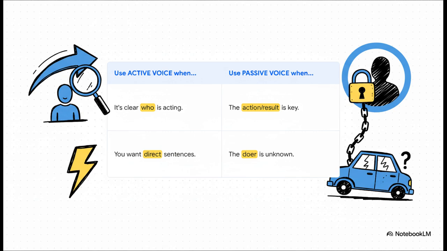Now, on the other hand, you choose the passive voice when the action or the result is the real star of the show. Think about scientific reports, right? They say the solution was heated to 100 degrees. We don't really care who turned the knob on the burner. We care about what happened to the solution. Or, and this is a big one, you use it when you actually don't know who did the action. Like if you say, my car was stolen. The whole point is that the car is gone and we have no idea who the thief is.